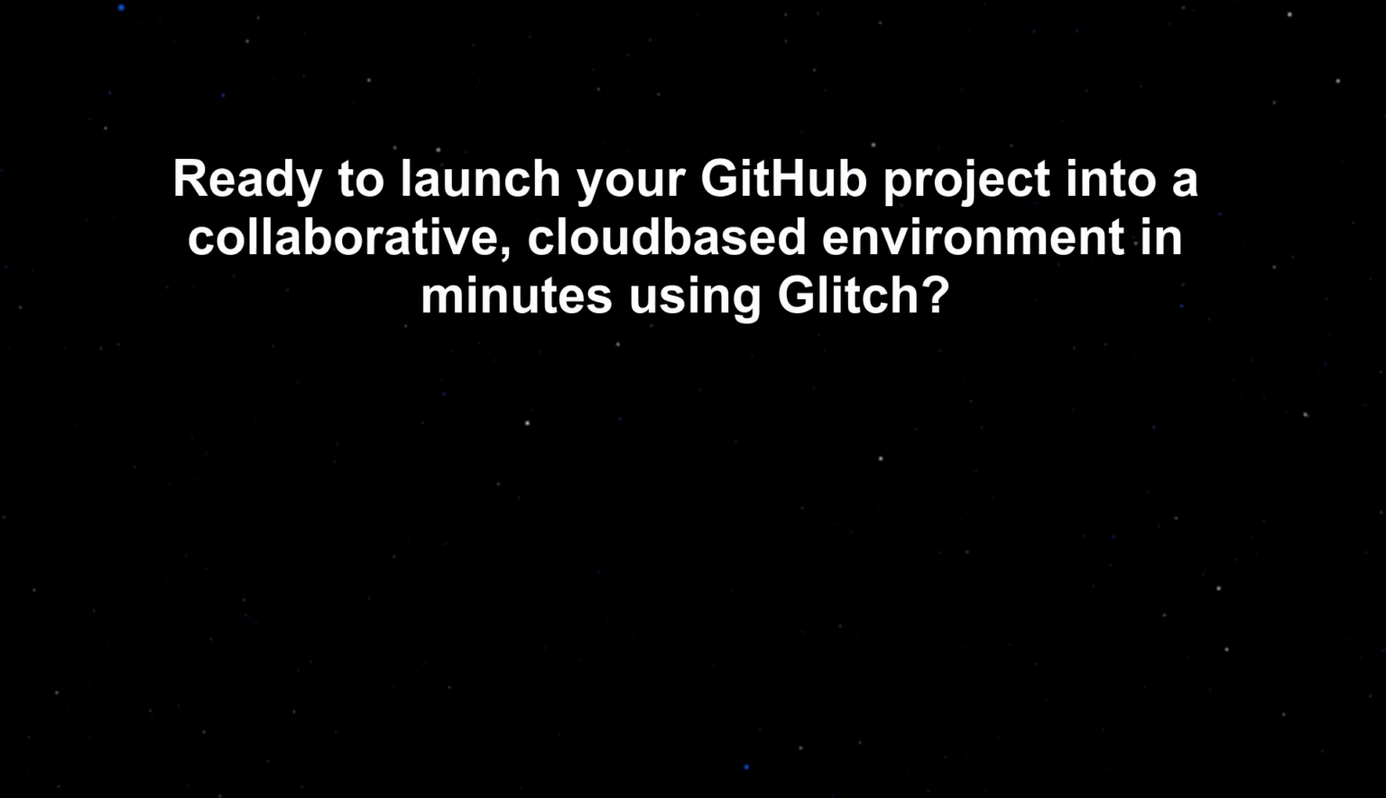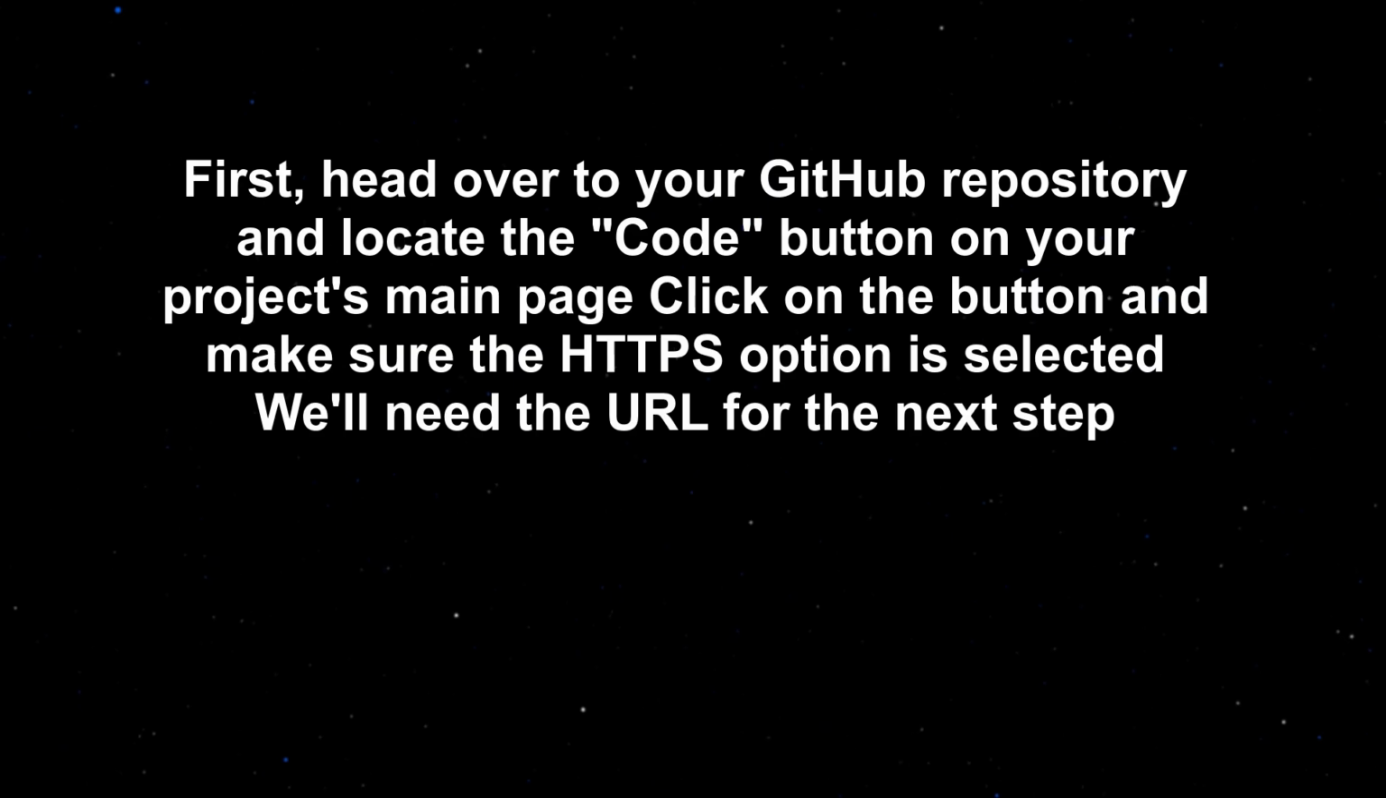Ready to launch your GitHub project into a collaborative, cloud-based environment in minutes using Glitch? First, head over to your GitHub repository and locate the code button on your project's main page. Click on the button and make sure the HTTPS option is selected. We'll need the URL for the next step.